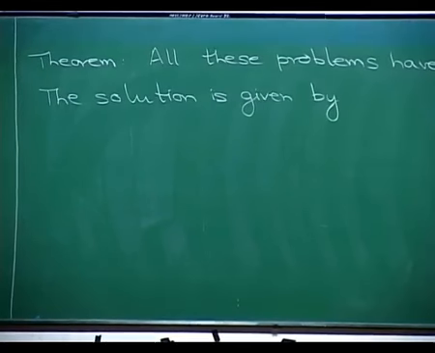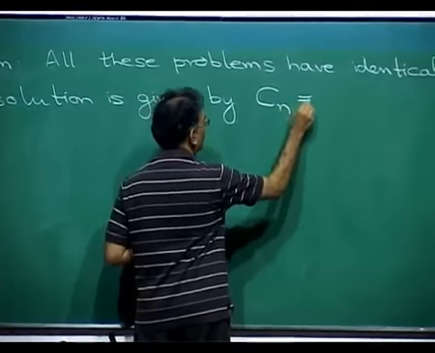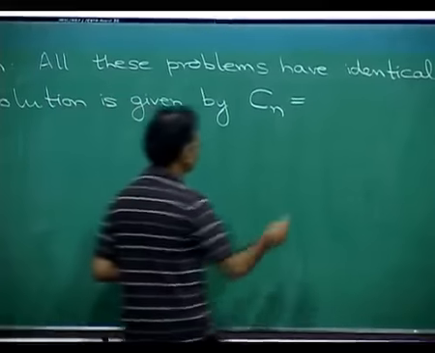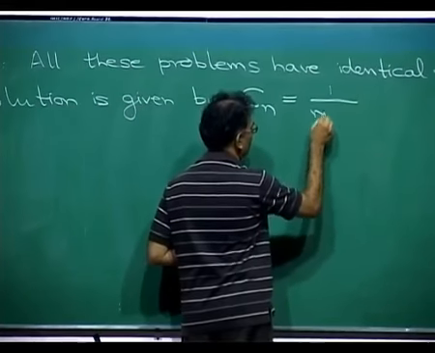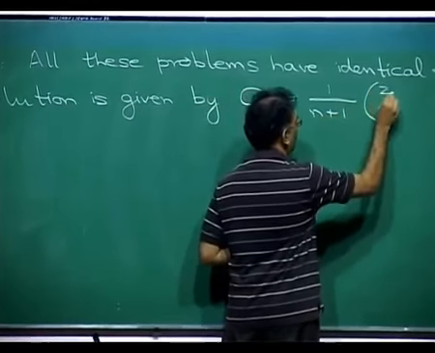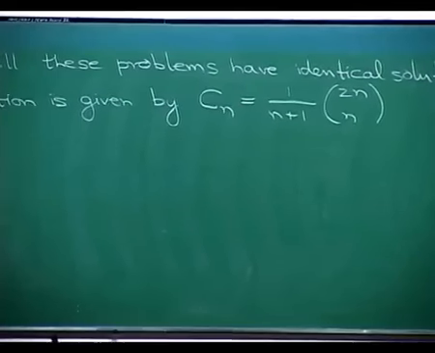So the solution is given by Cn, and this number has the following formula. The formula for Cn is 1 over n plus 1, 2n choose n. You can tabulate this for the first few values of n and see.